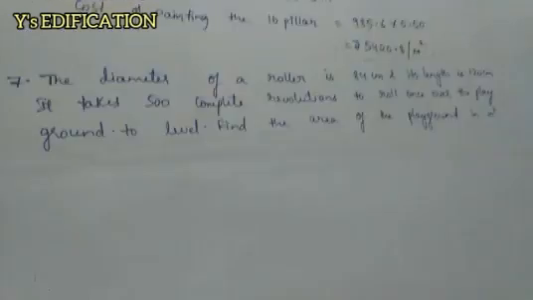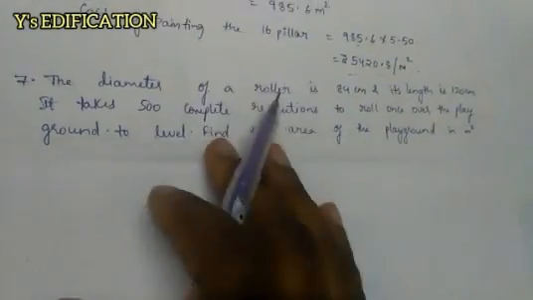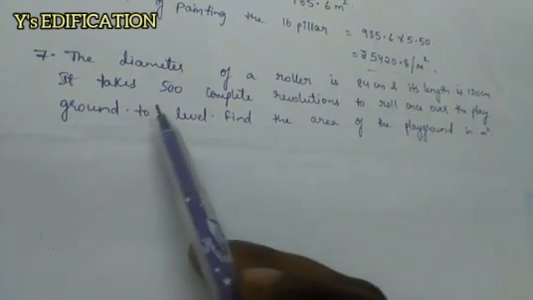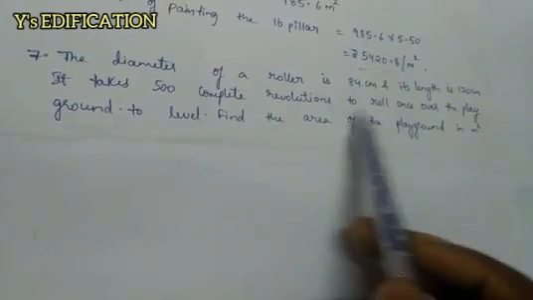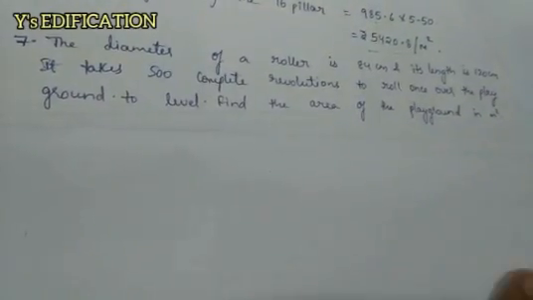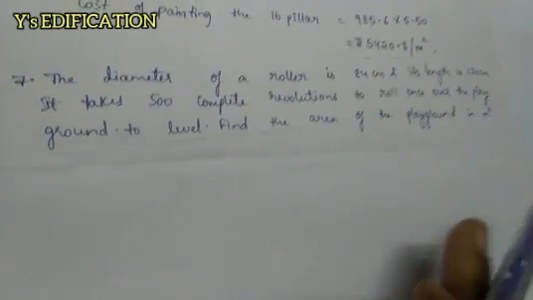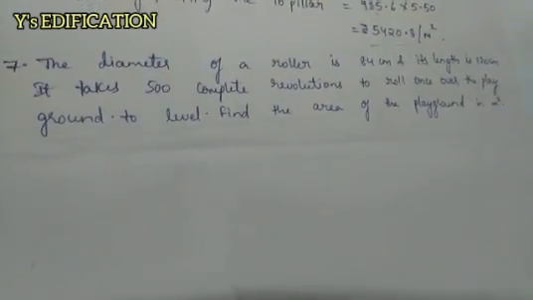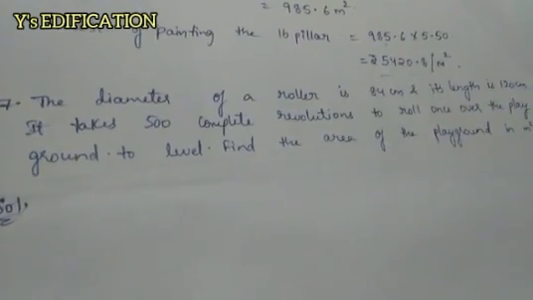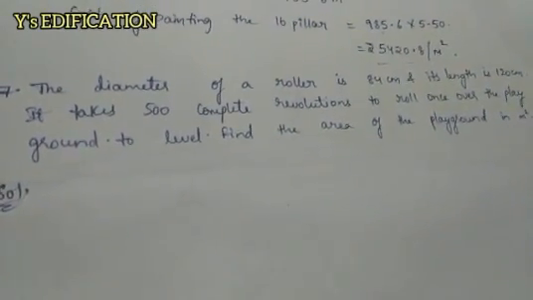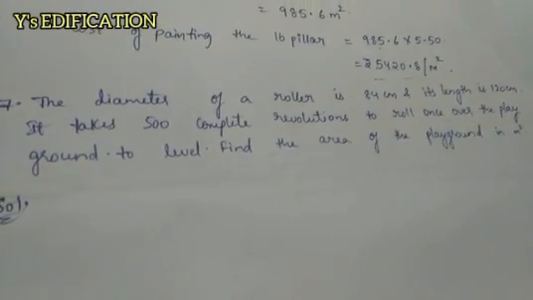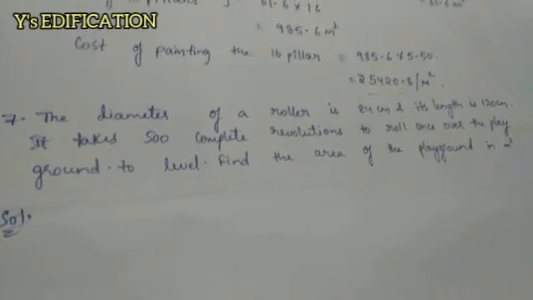Okay, coming to the 7th question. The diameter of a roller is 84 centimeters and its length is 120 centimeters. It takes 500 complete revolutions to roll once over the playground to level. Find the area of the playground in meter square. In the same way as we did in the 6th problem, we have to do in the 7th problem also. First, we have to find out the total surface area of a roller. Then we have to multiply it with 500. Why? Because it takes 500 complete revolutions.